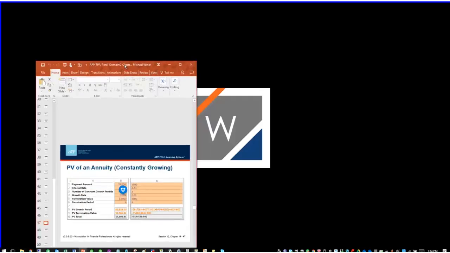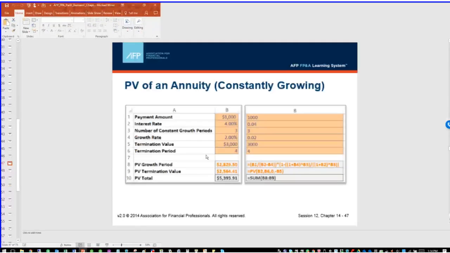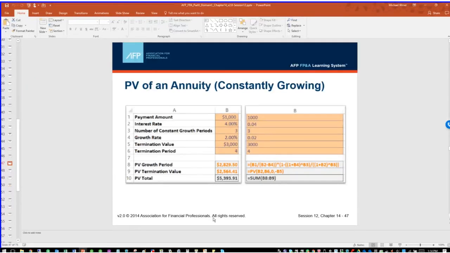This one, I was going to do this last. Let's get this one covered next. This was a specific question that somebody asked, and it's a little complicated, but we'll go through it just for that purpose. What they're showing us here is a piece of a spreadsheet. What we're trying to do is get the present value of a constantly growing annuity.